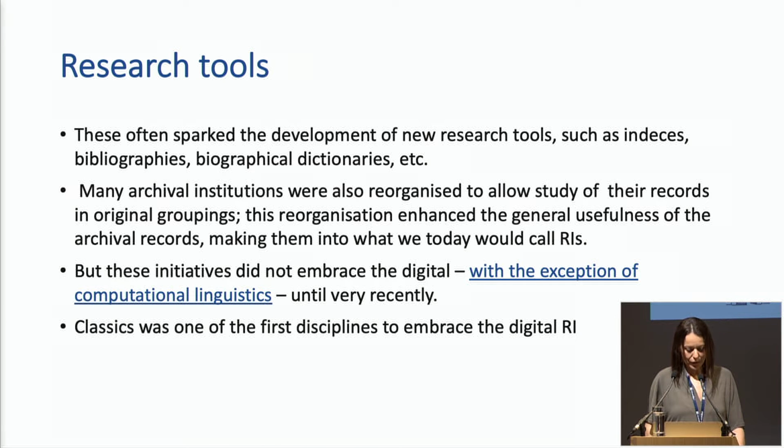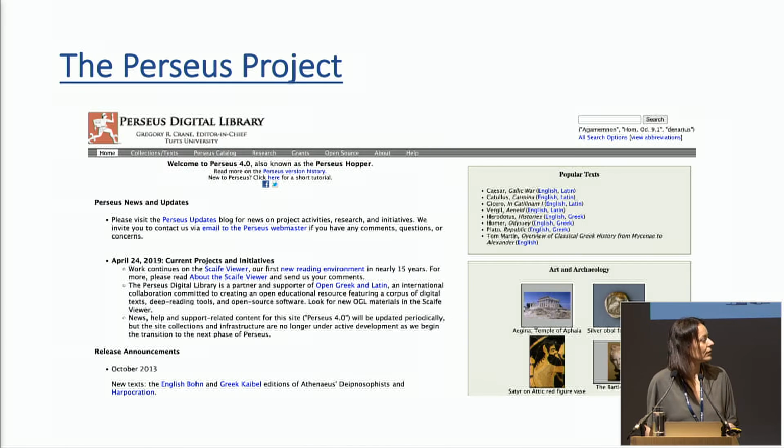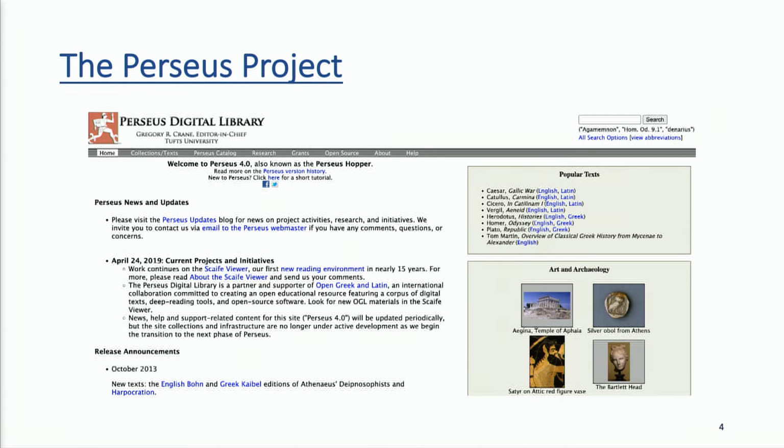Classics was one of the first disciplines that embraced digital research infrastructure. I don't know whether some of you remember the Perseus project that was created, let's say, at Tufts University. It was the first digital library that contained the classics literature, all texts of literature in Greek and in Latin as well.